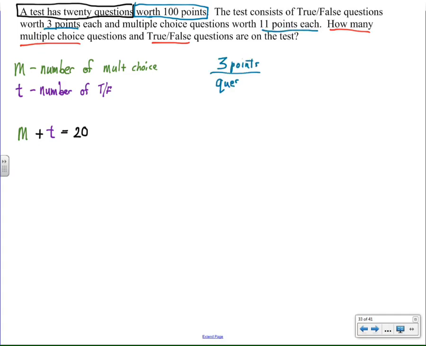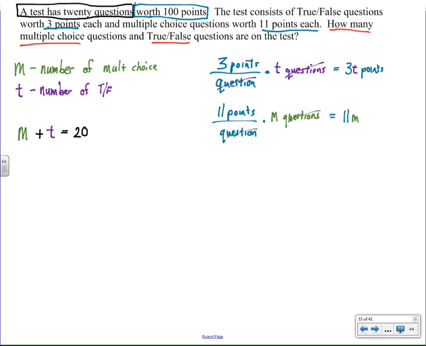So when I see 3 points per question, then if I multiply that by the number of questions, we can do dimensional analysis and show that questions divided by questions is 1, and I'm left with 3 times t points. Similarly, we have 11 points per question on multiple choice times m questions, which adds up to a total of 11m points.